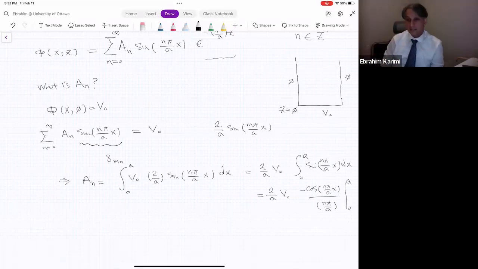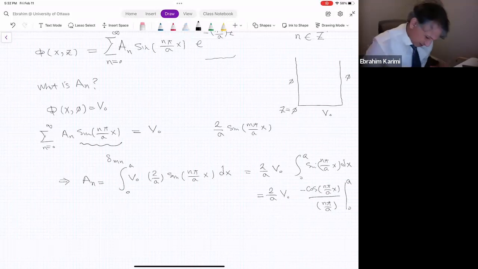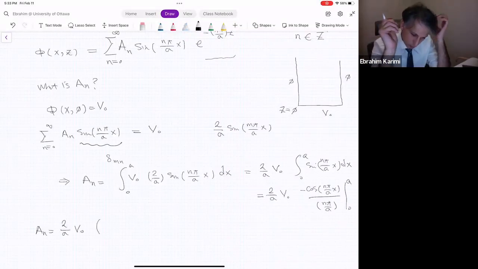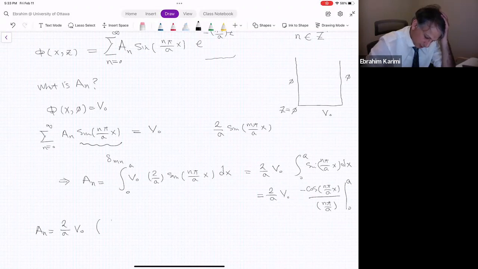Do a little bit of mathematics and you will get the relationship that we were looking for. Let's do that. An is not difficult. 2 divided by a v0 times minus, so cosine at 0, which is 1, divided by n pi over a.